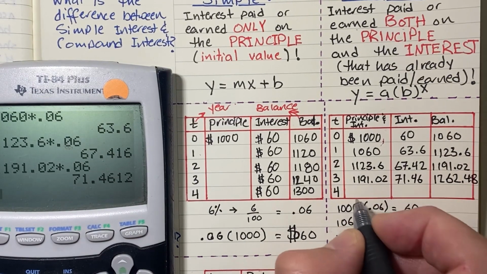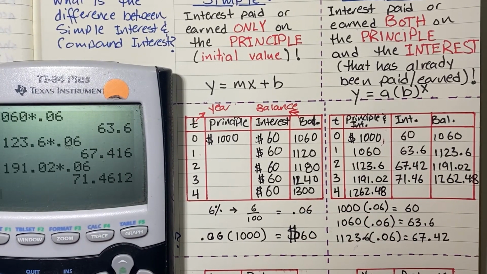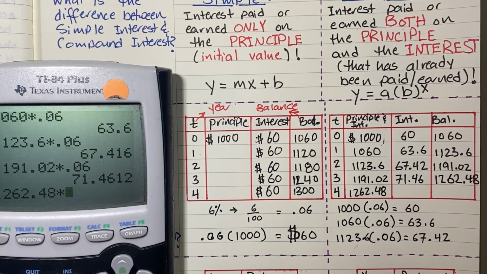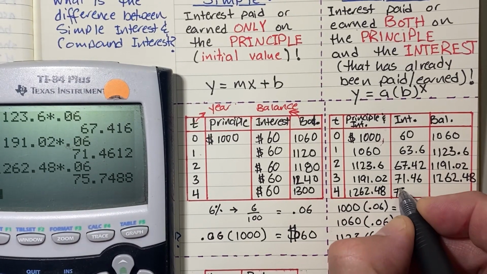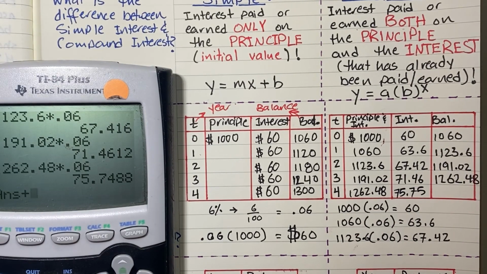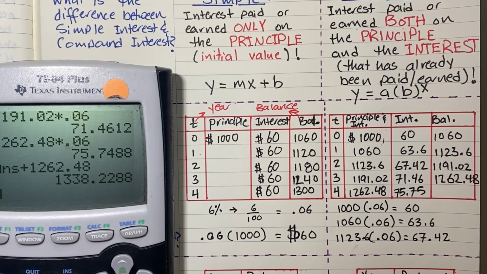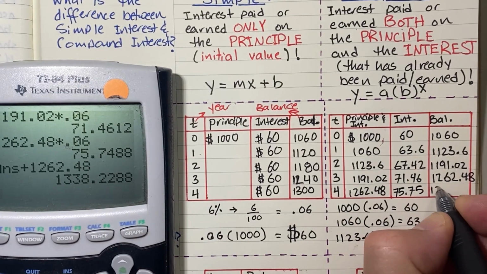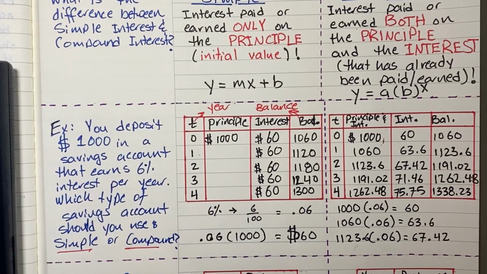Okay? And if I keep going in the next year, the fourth year, so 1,262.48. What's the new interest for that one? Okay. So 1,262.48 times 0.06 is going to give us 75.75. So $75.75. We add that to our old balance. So plus 1,262.48, and it should give us 1,338 and 23 cents. So 1,338.23. Okay.